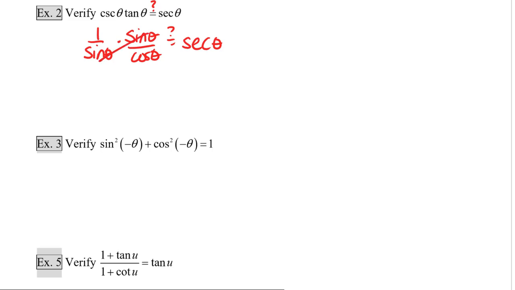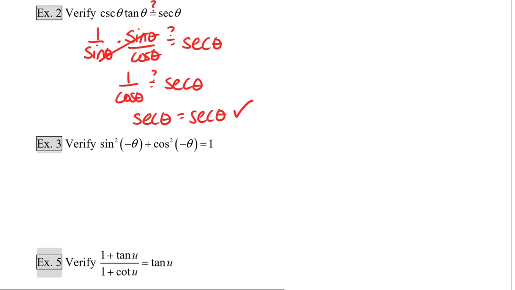My sines cancel, and now I have 1 over cosine theta. Does that equal secant of theta? Well, from our reciprocal identities, we know that 1 over cosine is secant theta. So secant theta equals secant theta, and I have verified it.